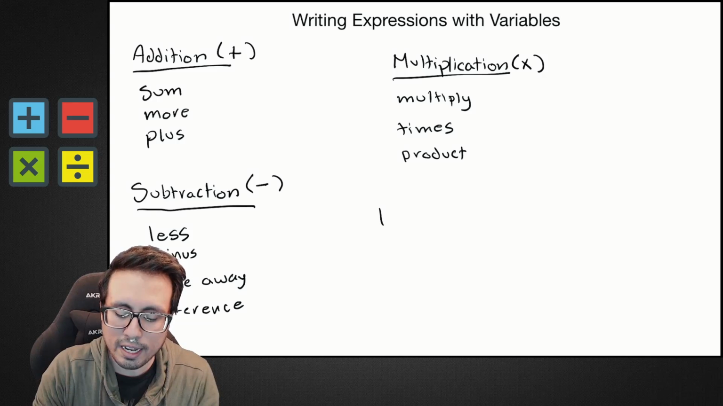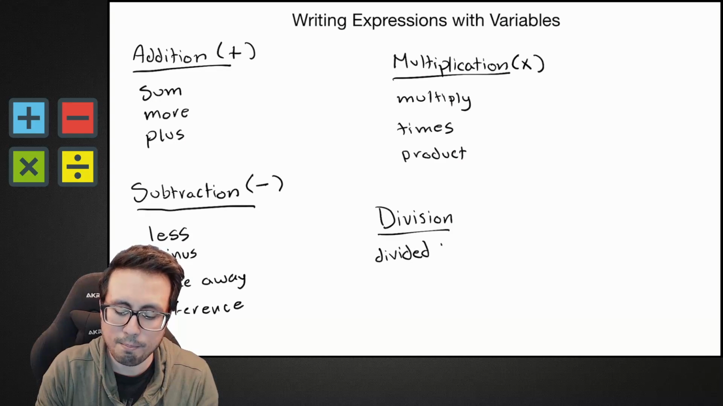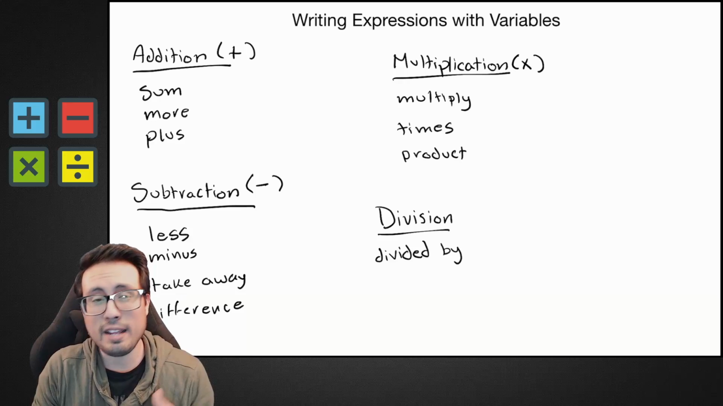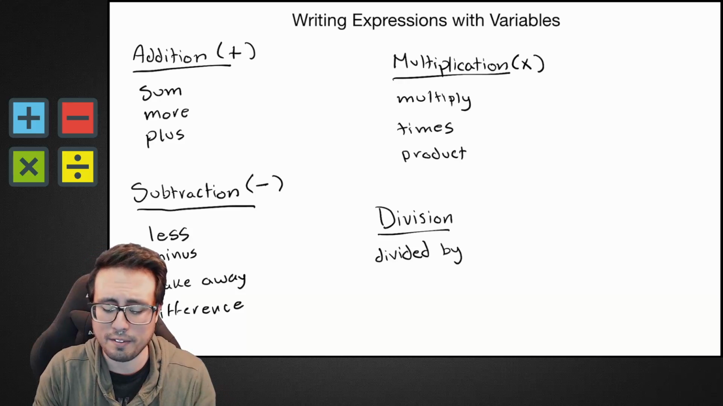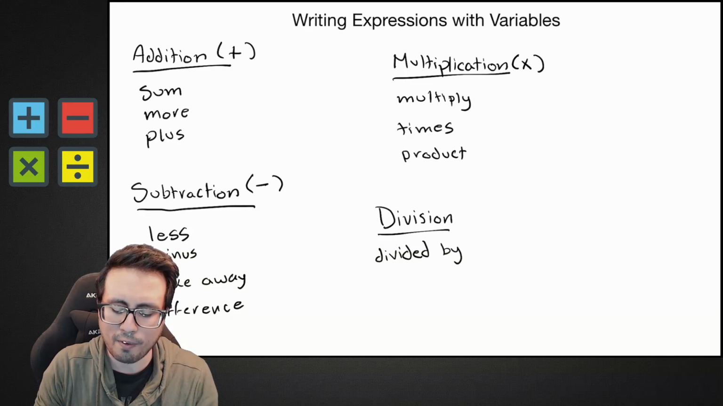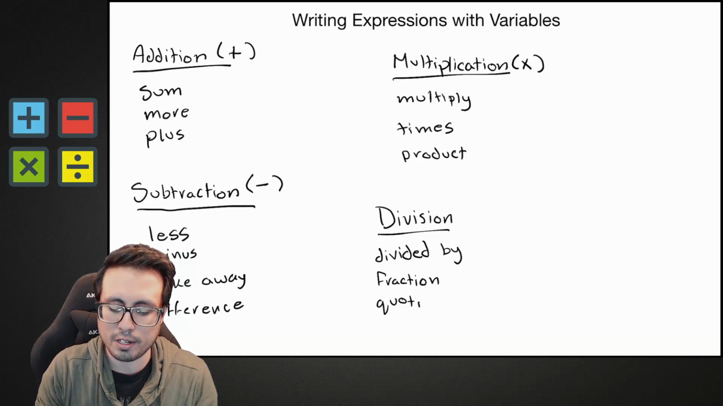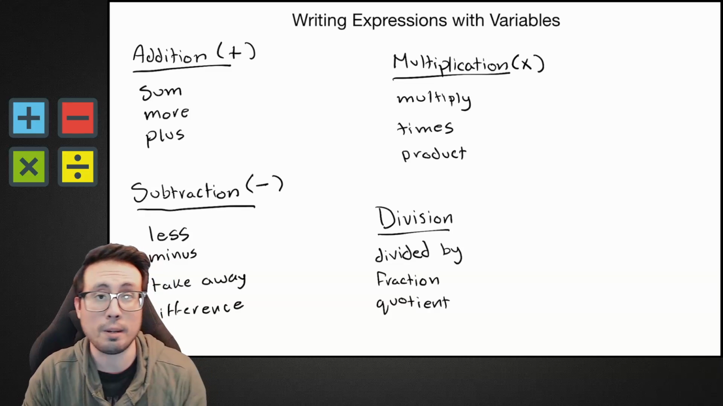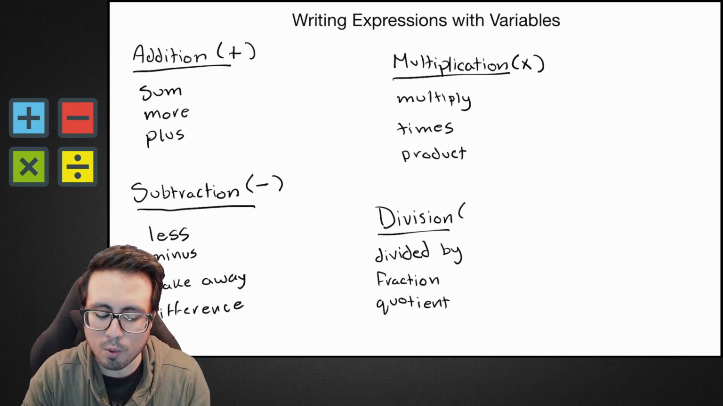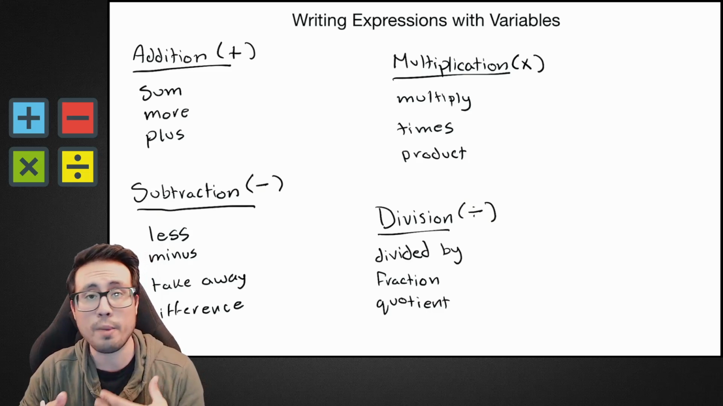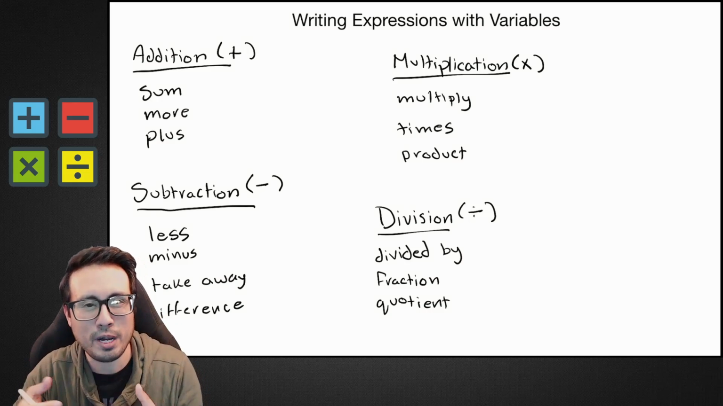And the last one is division. What are some of the words that mean division? Well, divided by, or divided. Anything relating to a fraction is typically division. So anything about fractions, fraction or ratio. Quotient is a big one too. If you see the word quotient, that is going to mean division as well. And so again, these are some of the big ones. These are by no means all the words, but these are some of the big ones that you're going to encounter.